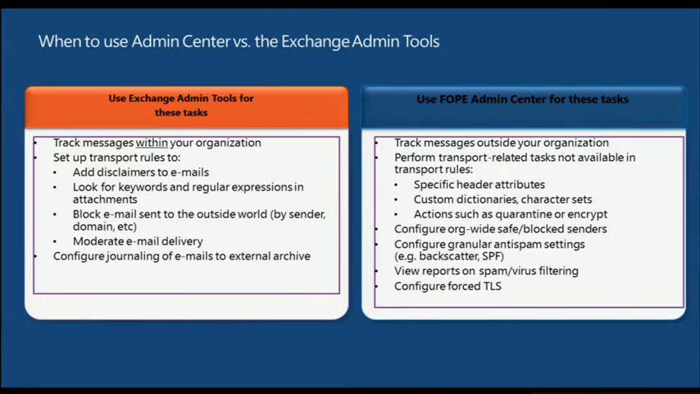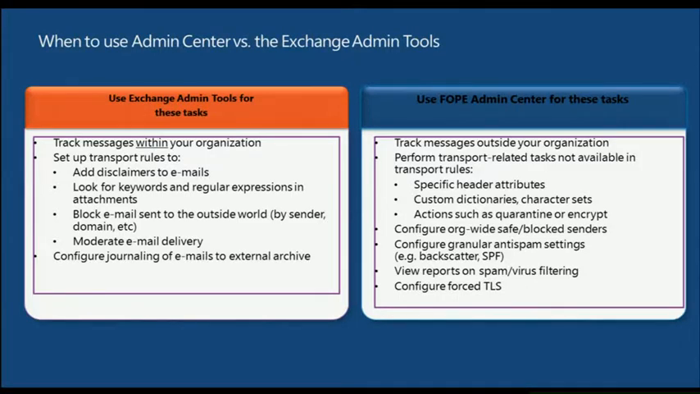It can't do things like exceptions. So if you've got a mail rule that you want to apply to everybody except for the chief executive, then FOPI doesn't do exceptions in that way, whereas a transport rule can. Transport rules can identify whether a mail is going to an internal user or an external user.